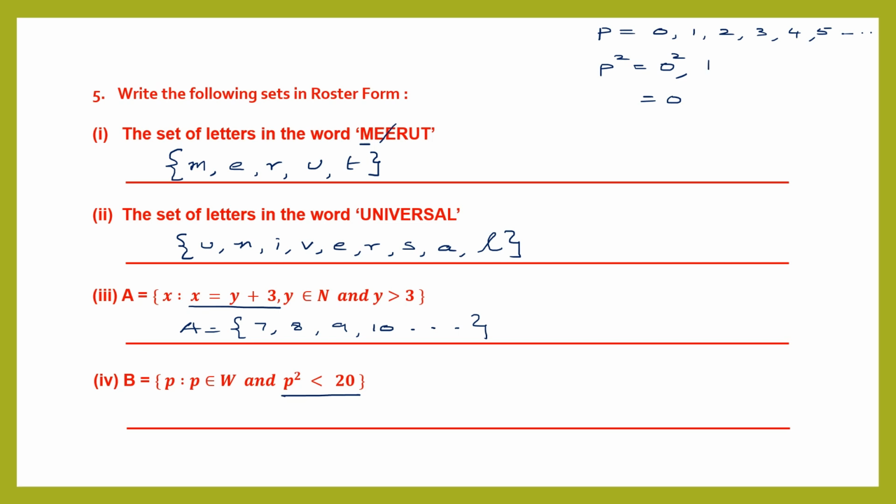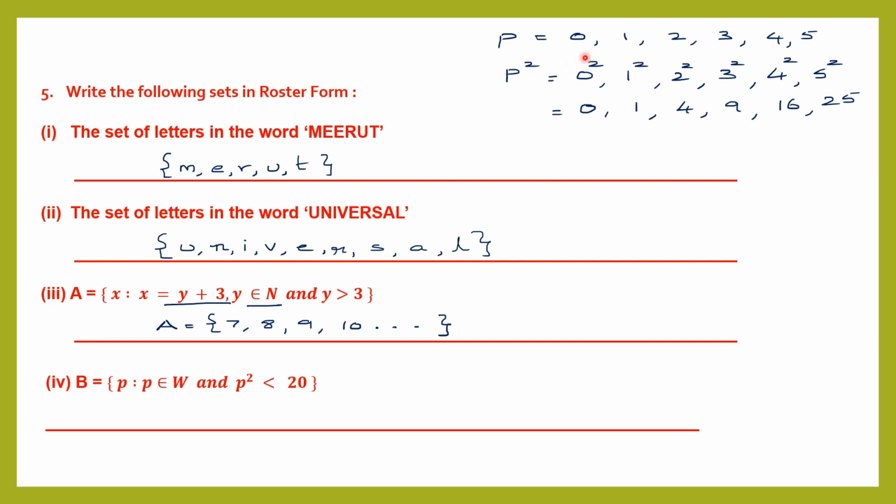Let's take 1. 1 square is 1. Now let's take 2. 2 square is 4. Let's take 3. 3 square is 9. Let's take 4. 4 square is 16. Let's take 5. 5 square is 25. So here the question says P square is less than 20. So let's look at all these answers but not take 25 because 25 is more than 20. So we can cancel out 5 square and 25 here.